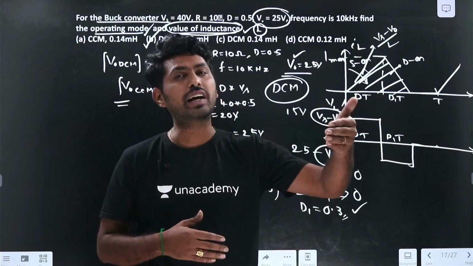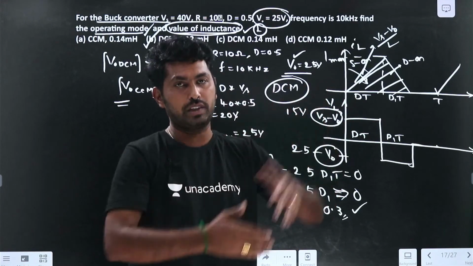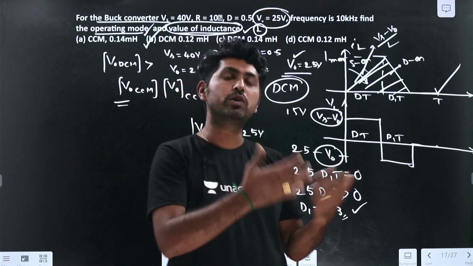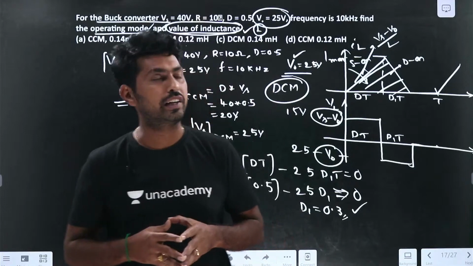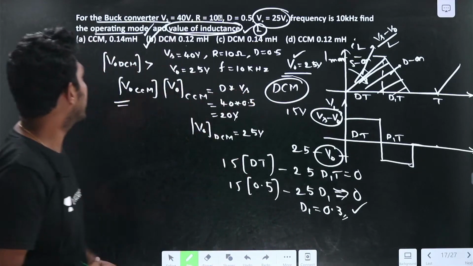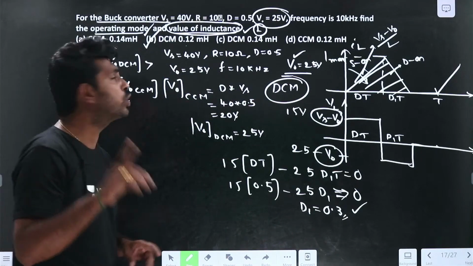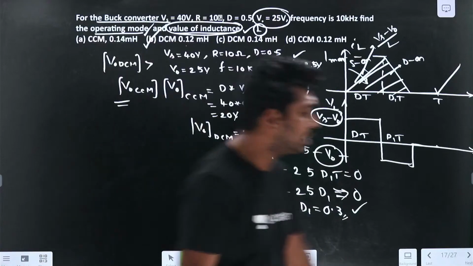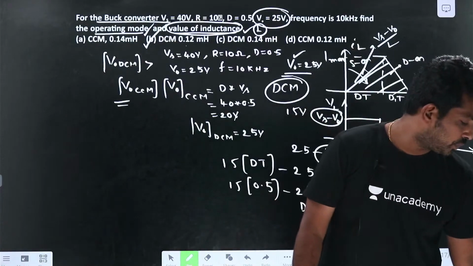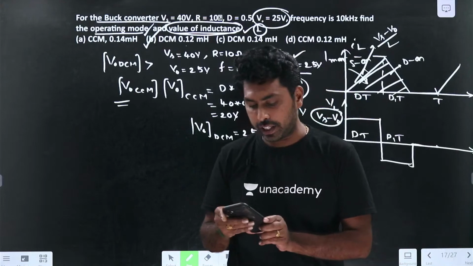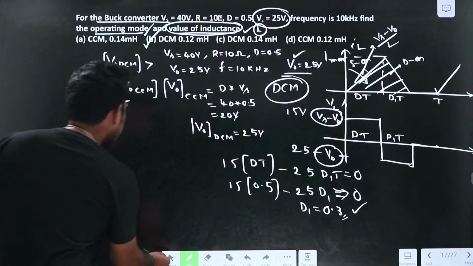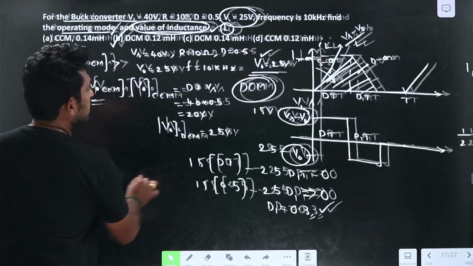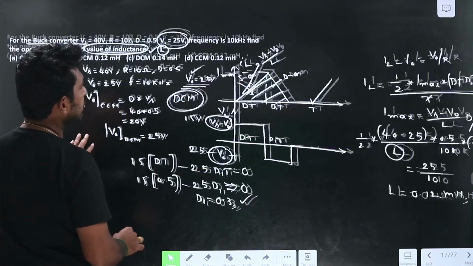If I take the buck converter, I need to take IL equal to I naught. If I take the boost and buck-boost converters, I need to take the relation as ID equal to I naught. So from this we can find the answer: 0.12 millihenry, and it is operating in the discontinuous conduction mode. Check once again. You need to understand the procedure first. If you understand the procedure, that is sufficient.